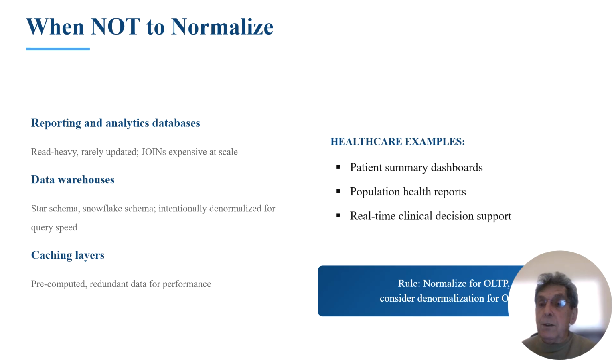Data warehouses. Star schemas and snowflake schemas are specifically designed patterns that intentionally include redundancy for query performance. The fact table in the center connects to denormalized dimension tables. Caching layers. Sometimes you pre-compute and store redundant data to speed up common queries. The redundancy is controlled and updated programmatically.